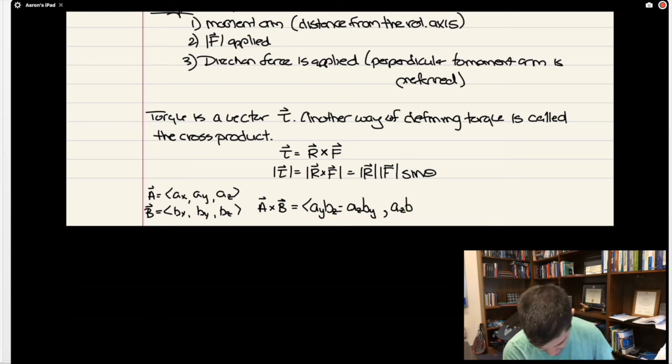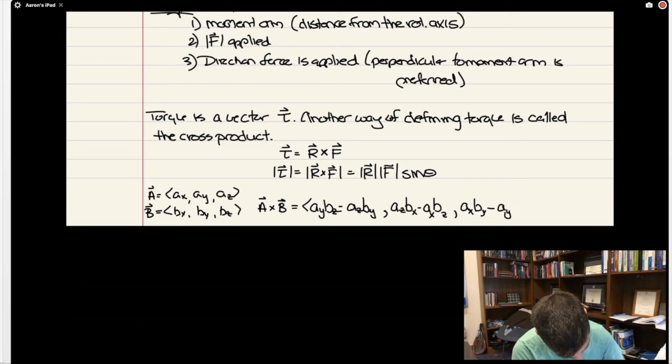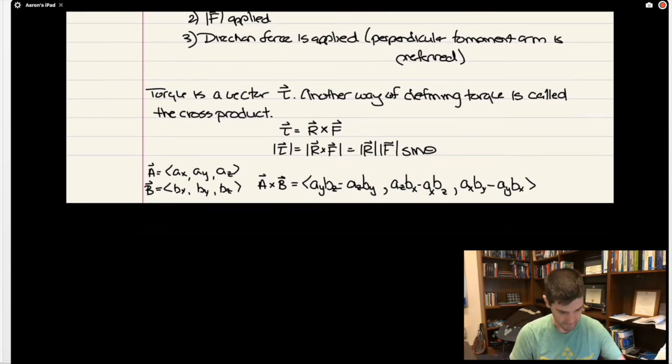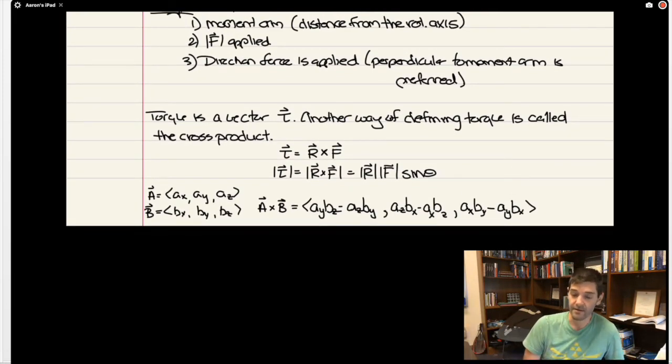Nope, that is wrong. So the first term is AyBz minus AzBy. The second term is AzBx minus AxBz. And then the third term is AxBy minus AyBx. You can show that this has a magnitude that is still equal to the magnitude of A times the magnitude of B times the sine of the angle between them, but this actually gives you the actual vector itself, which again, we will not need.